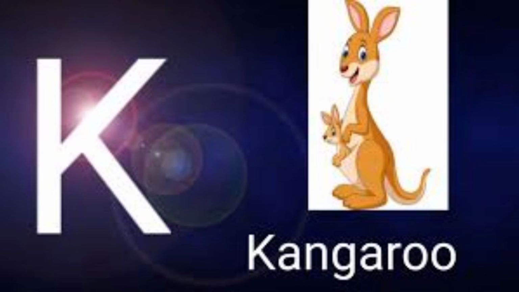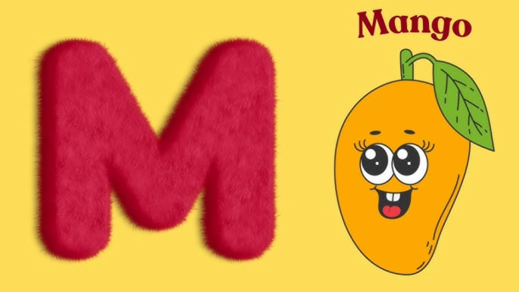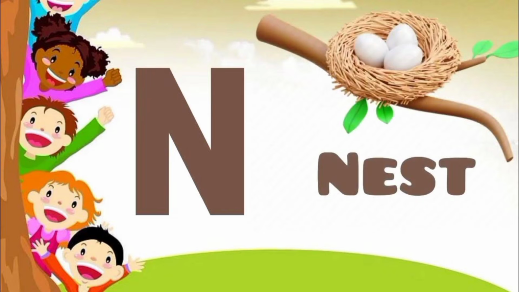K for kangaroo. Say K for kangaroo. L for lemon. Say L for lemon. M for mango. Say M for mango. N for nest. Say N for nest.